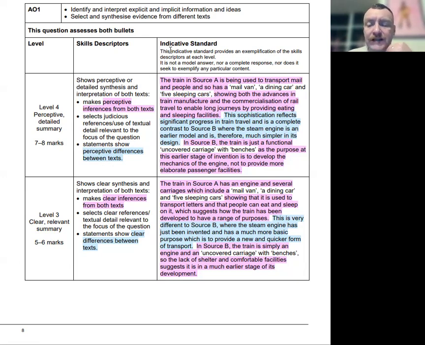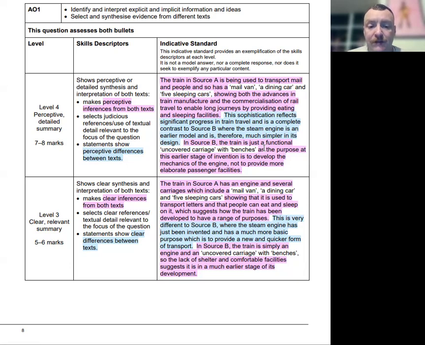The example here on the right under indicative standard: the train in source A is being used to transport mail and people, and so has a mail van, a dining car, and 5 sleeping cars. So information from the text, which is obvious, and it's also been clearly signposted from which these references have been taken, source A, showing both the advances in train manufacture and the commercialization of train travel to enable long journeys by providing eating and sleeping facilities. So that's a very perceptive and a very judicious explanation of the technology of that train from source A.